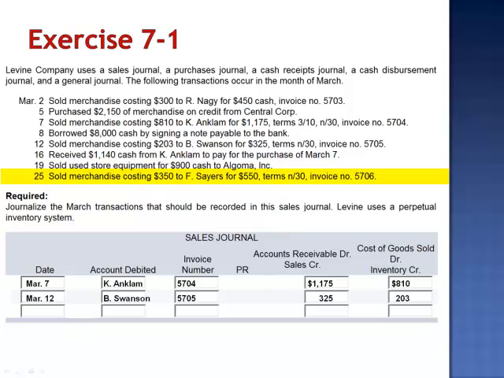March 25th, sold merchandise costing $350 to Sayers for $550, terms net 30, invoice number 5706. This is a sale of merchandise on account and is included in the sales journal. We include the date, March 25th, the customer, Sayers, invoice number 5706, the amount of the sale, $550, and the cost of the sale, $350.